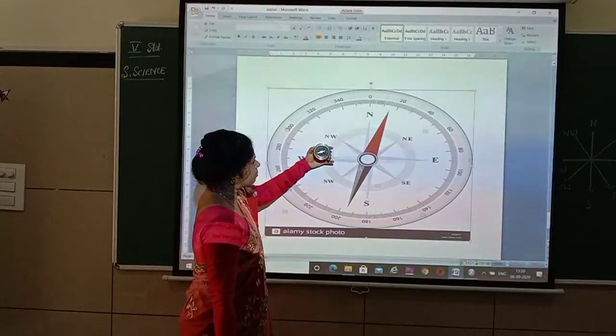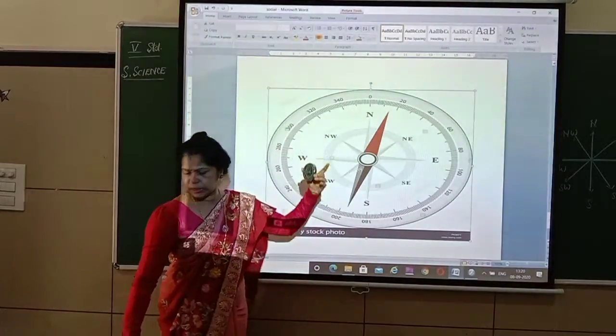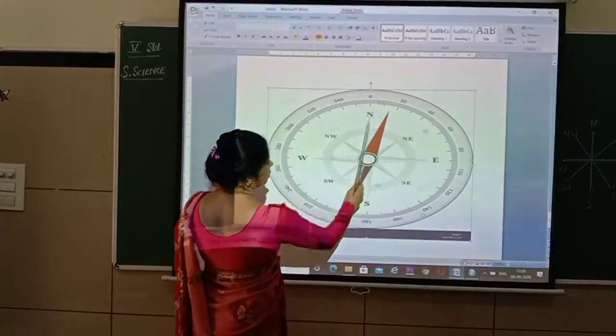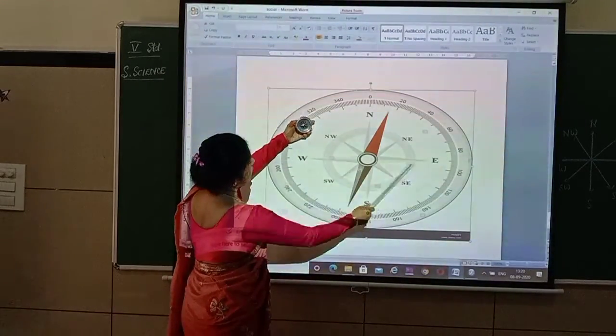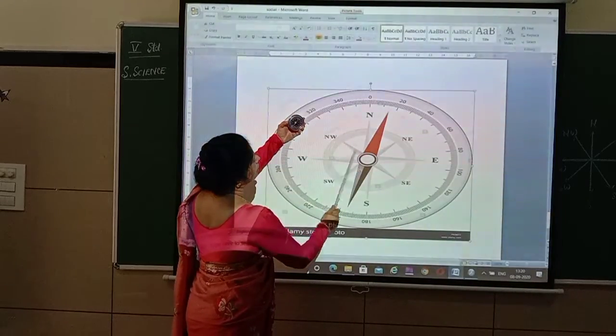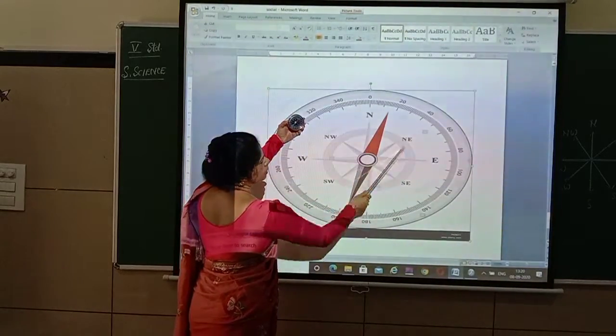So this is the compass, you can see. And what is given there? There you can see the different types of directions. So you can see north, south, east and west. Okay. And then you can see in between north and east, northeast.